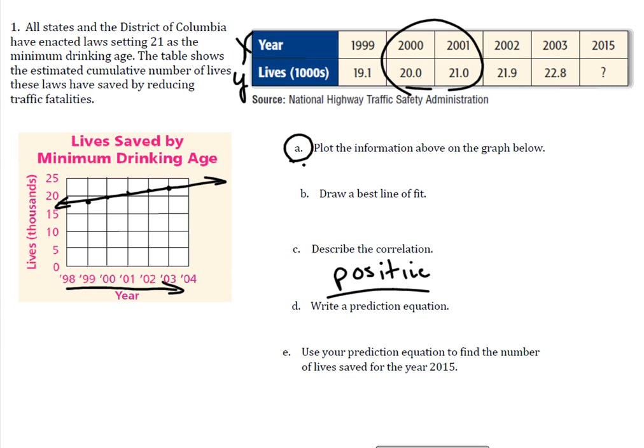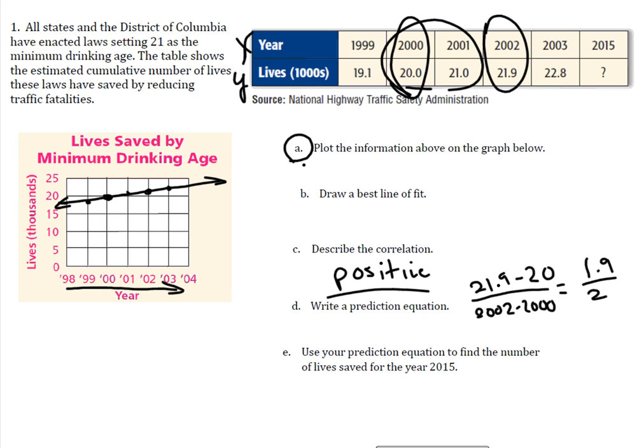So if I want my prediction equation, according to the line I just sketched, my second and my fourth points are about on the line. So let's use these two points and calculate a prediction equation. Again, just taking what I had before, this will be 1.9 over 2. That will be my slope, which is really close to 1, but not exactly.